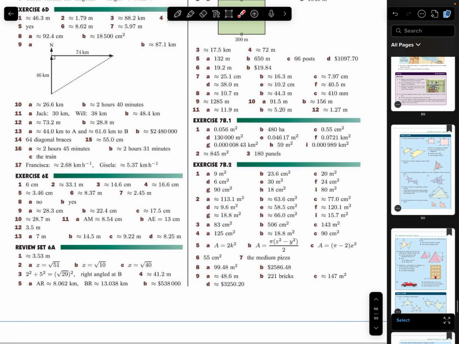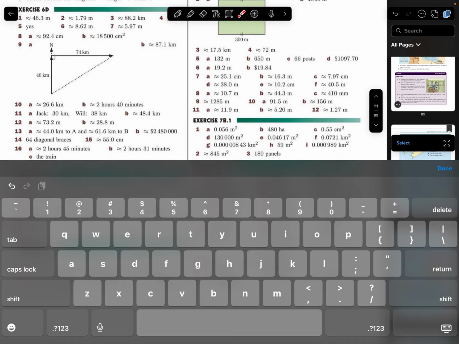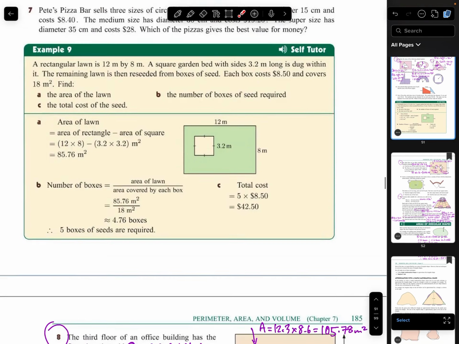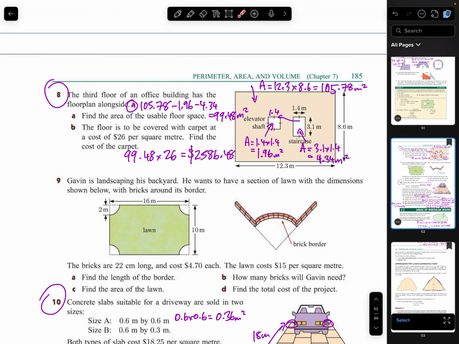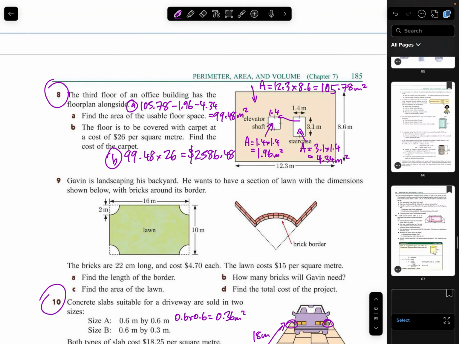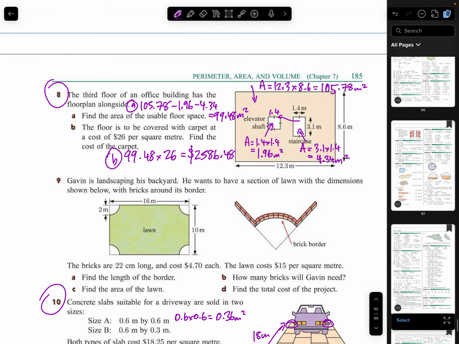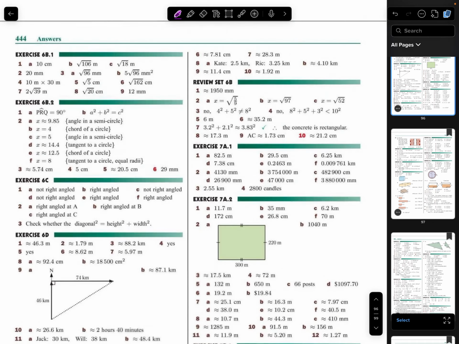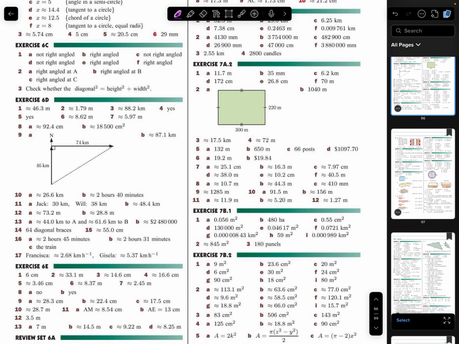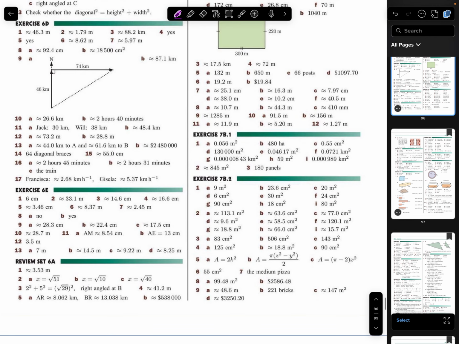What page was it again? 51 or something? 8. I said $2,586.48. That was answer B. 99.48 and 2,586.48. Okay.